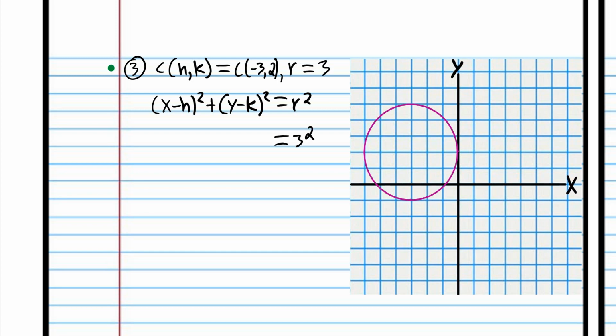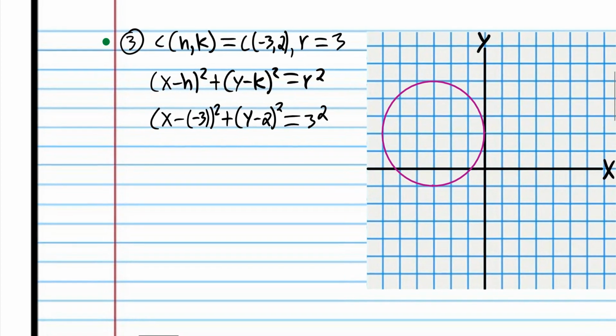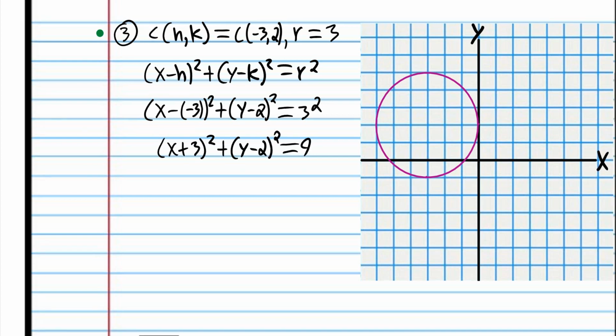So plug in 3 for the radius. And we have x minus negative 3, squared, plus y minus 2, squared. So we have (x plus 3) squared plus (y minus 2) squared is equal to 9.